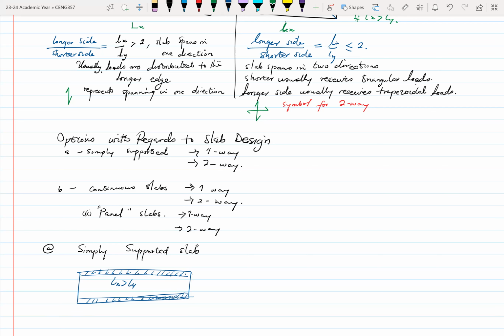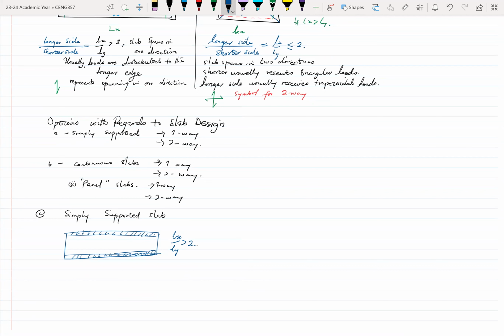When you find the ratio of LX over LY, it gives you more than two. Some people say LY over LX. It doesn't matter. The key thing is that the numerator is supposed to be the longer side, and then the denominator is the shorter side. So here the beams are at the ends of the slab. We don't have slabs going beyond it. So that is like simply supported. So this is one way.